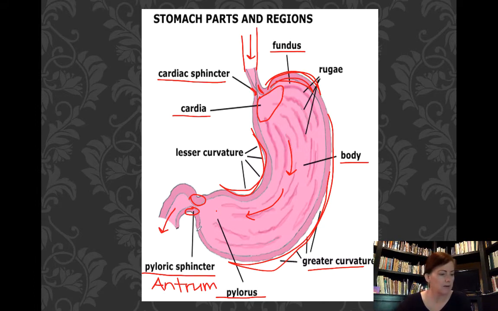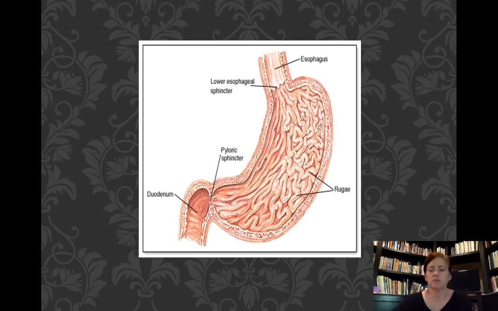We also have the rugae, which are these folds within the stomach. This shows you really nicely rugae inside the stomach. If you open the stomach up, it's got all these folds inside of it, and that basically tells you how much the stomach can distend. It can distend to hold up to like 4 liters of food. It's not that big all the time, but when you fill it up, it has the capability of distension, and that's because of those rugae in the stomach.